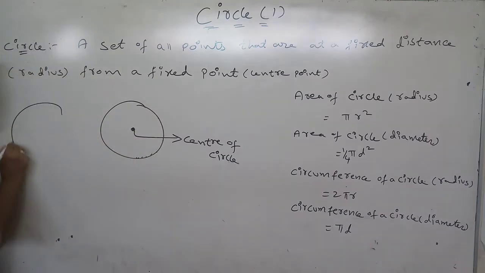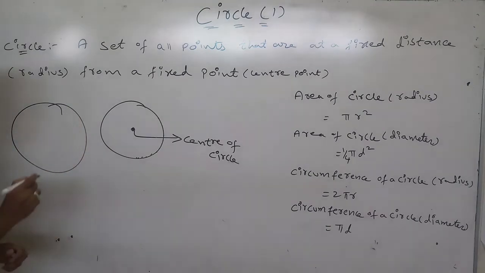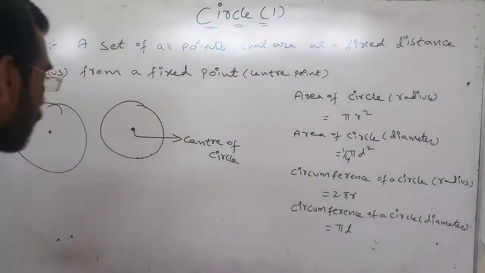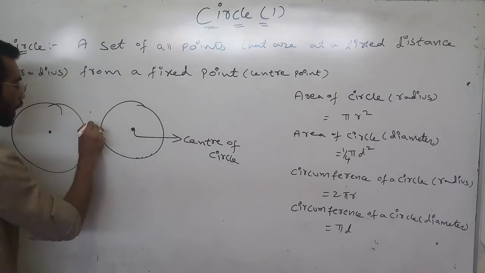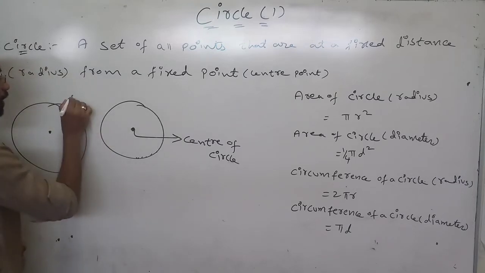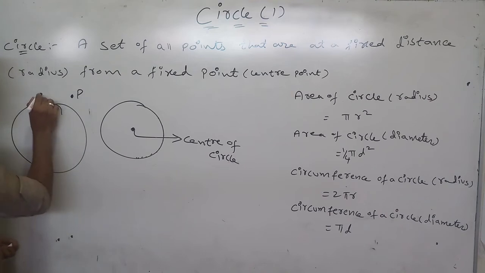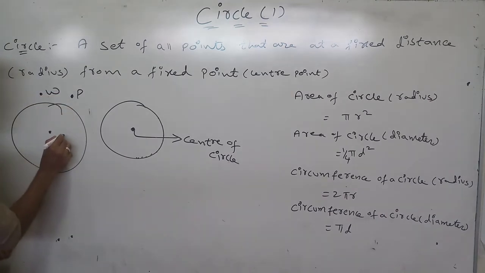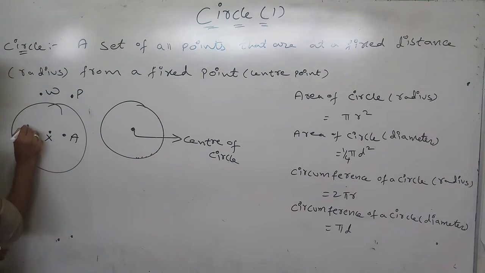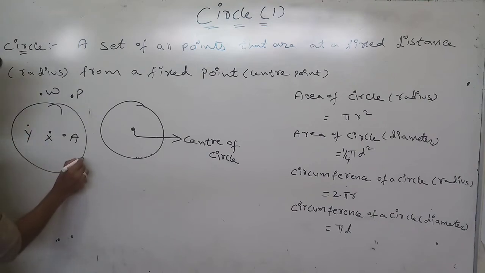Now we will see what is exterior, what is interior, and what is boundary. What is the exterior of a circle? The point which is taken outside the circle. Example: P, W, A, X, Y, T, N. What is exterior?